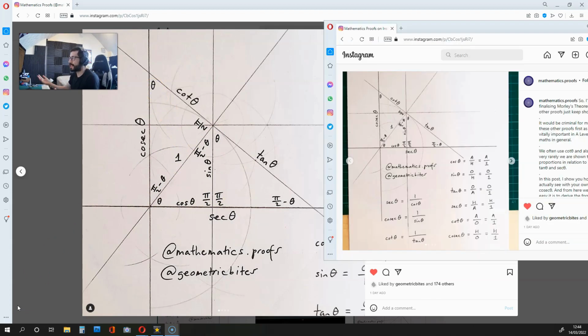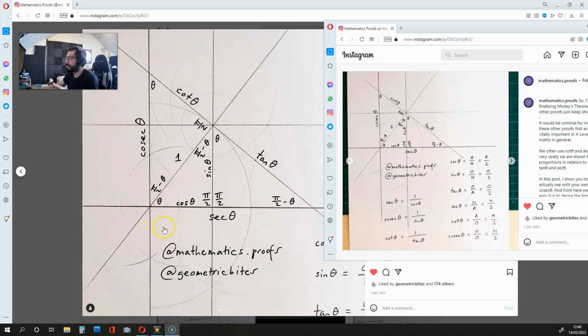Now that we have our image with all the correct angles, we can come up with cosec theta, cot theta, sec theta, tan theta, sine theta, and cos theta. Remember that sec theta is 1 over cos theta, which is hypotenuse over adjacent. Cosec theta is 1 over sine theta, which is hypotenuse over opposite, and cot theta is 1 over tan theta, which is adjacent over opposite.